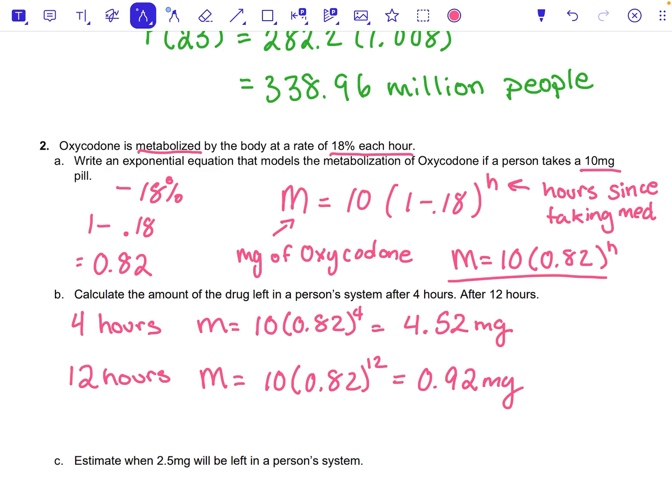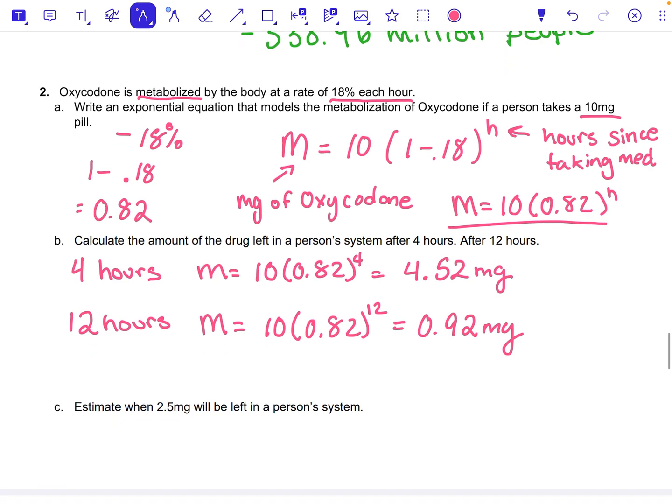Okay, so that's when we are given the input and we want to find the output. What if we have the reverse? What if I want to estimate when there'll only be 2.5 milligrams left in a person's system? You might be going, well, why would I want to do that? Maybe I can't take a second pill till I only have a certain amount left, because otherwise it would be too much medicine in my system. And these are questions that doctors and pharmaceutical reps have to think about. And so the reality is, in this case, we're actually solving an equation. We're saying, okay, if M is equal to 2.5, what would H need to be?